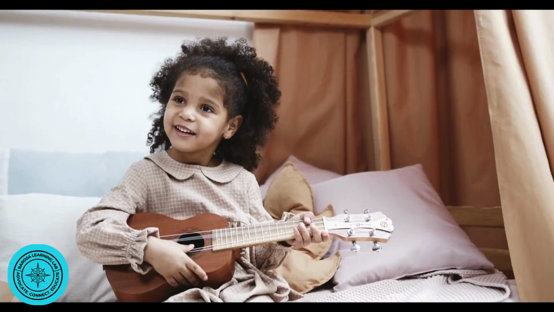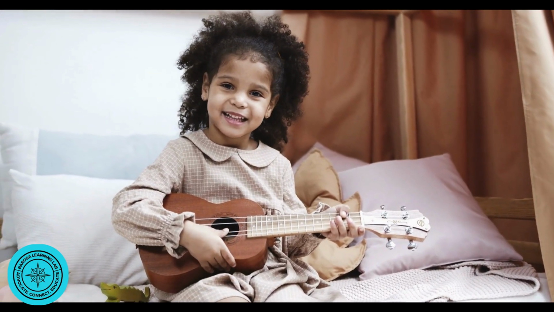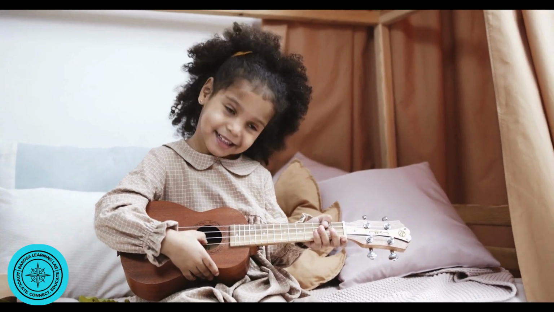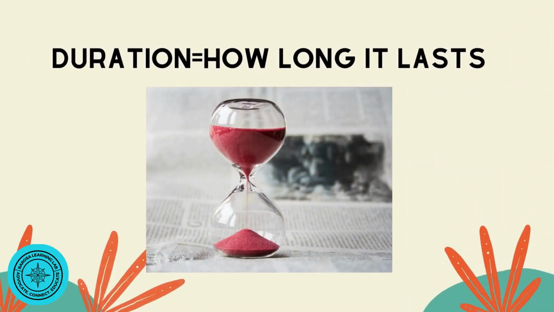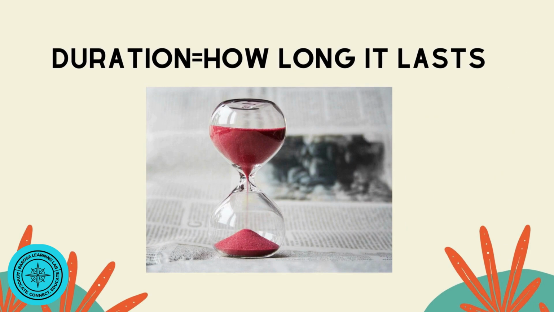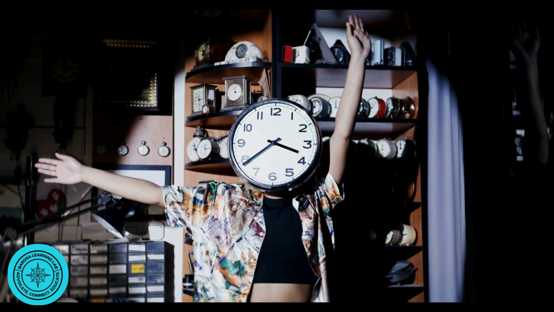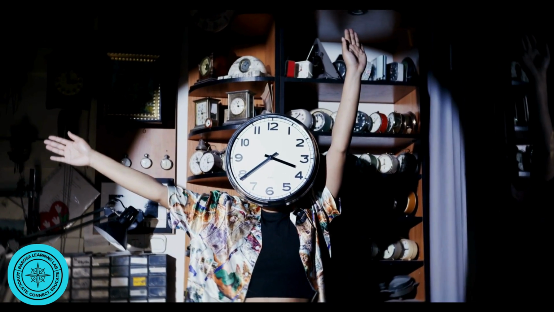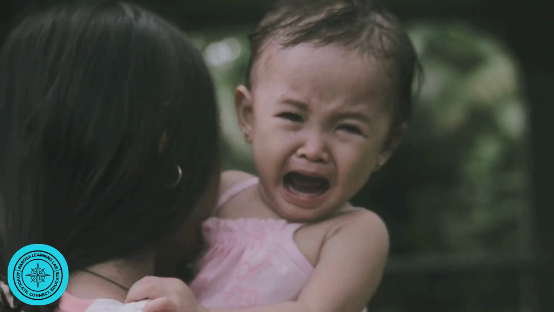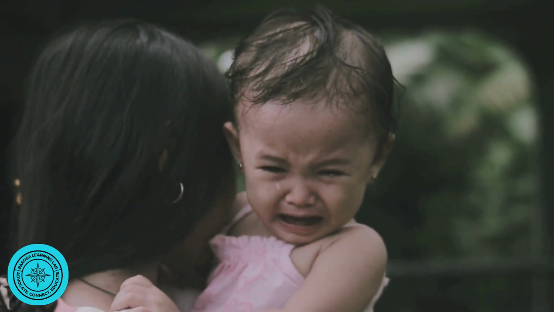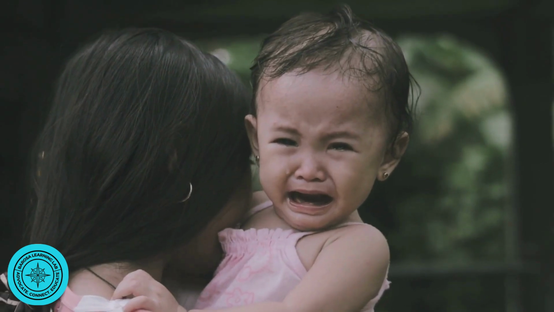Duration. Definition: duration measures the length of time a behavior occurs continuously. Formula: duration is measured by counting how long the behavior lasted, usually by using a timer. Simple explanation: duration is how long something lasts. Example: measuring the duration of a child's tantrum from the beginning to the end.